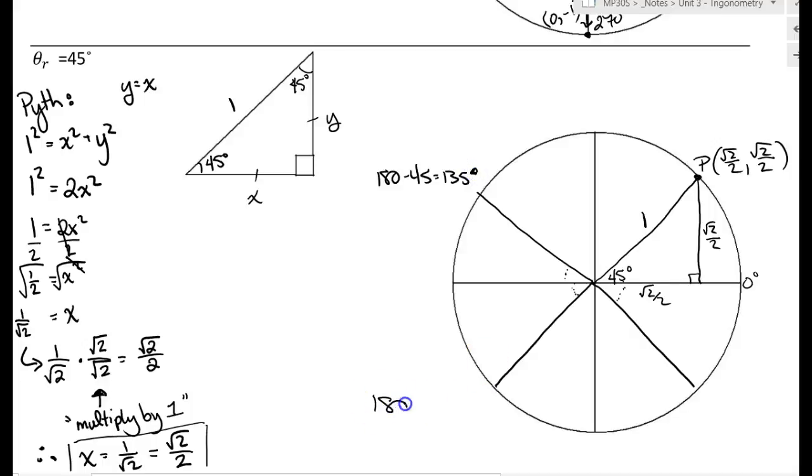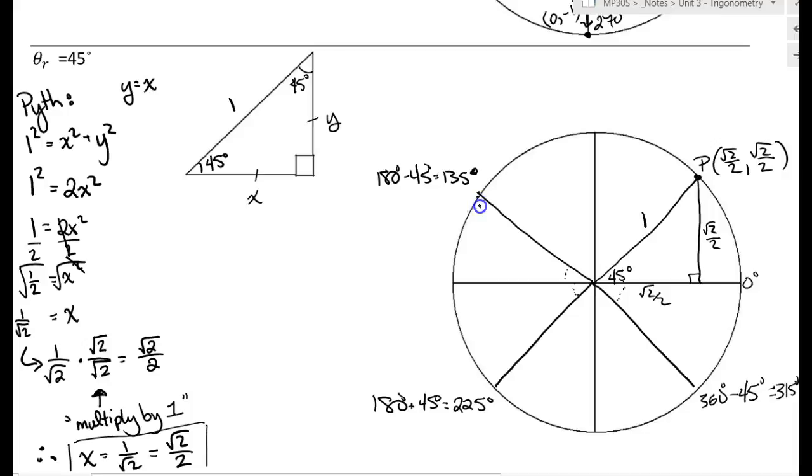Here it's 180 plus 45, which is going to give us 225. And finally, 360 minus 45. I should be including my units here. And that's going to give me 315 degrees. So now I've got all my angles. Now I can talk about my coordinate points.